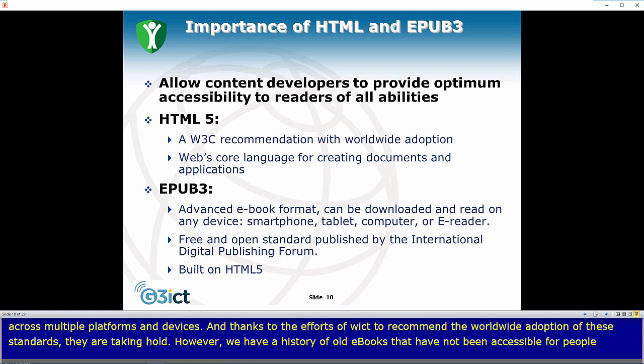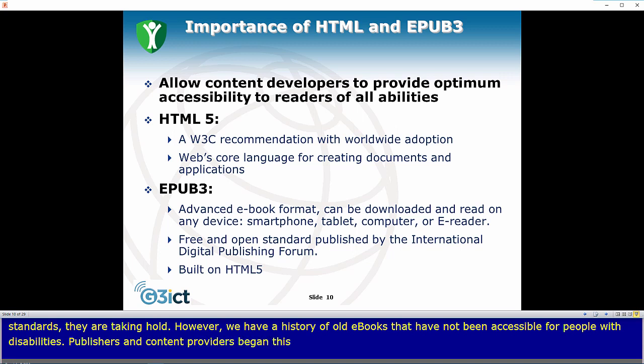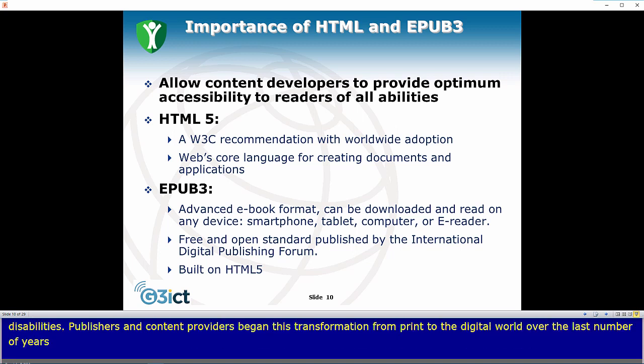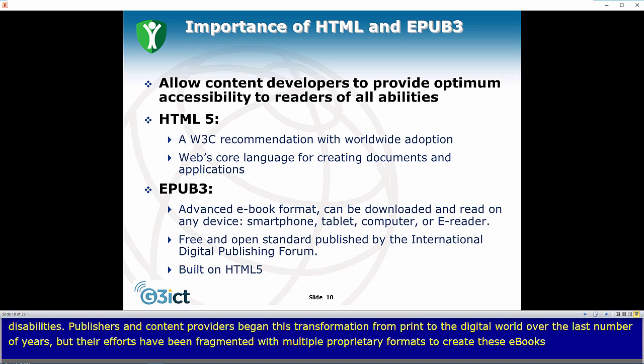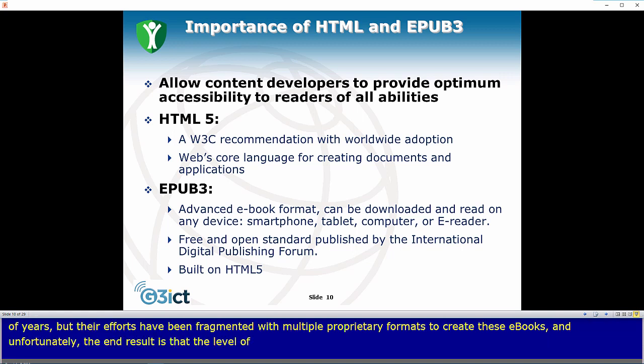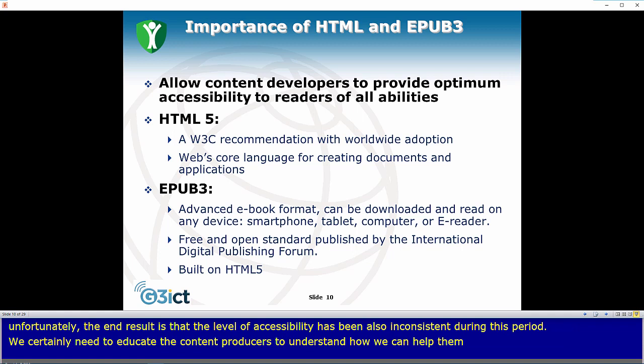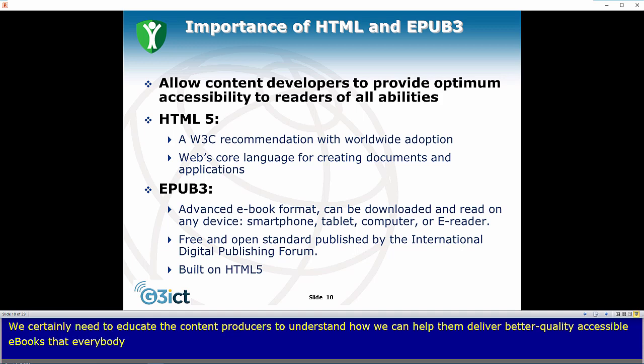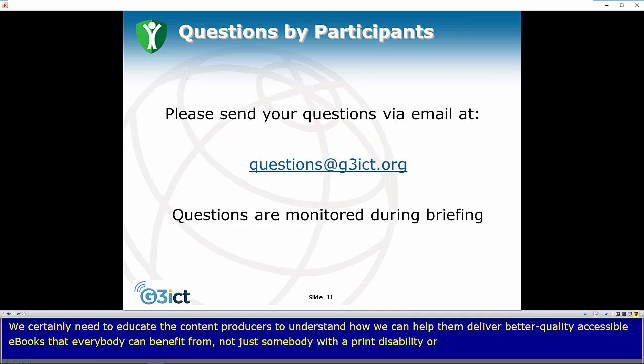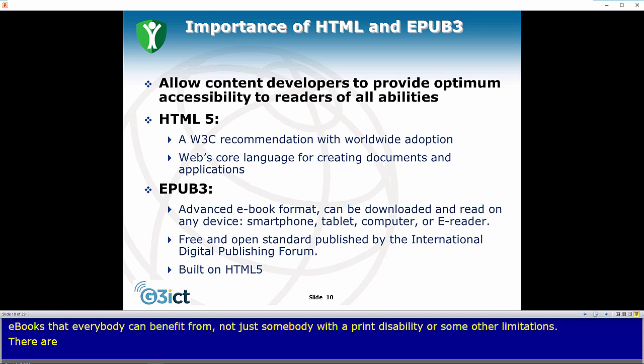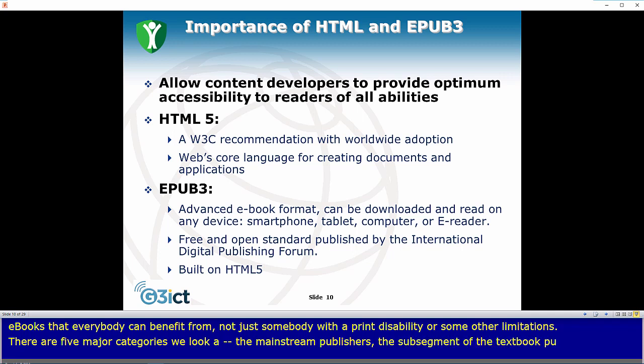Publishers and content providers began this transformation from print to the digital world over the last number of years, but their efforts have been fragmented with multiple proprietary formats to create these ebooks. And unfortunately, the end result is that the level of accessibility has been inconsistent during this period. We certainly need to educate the content producers to understand how we can help them deliver better quality, accessible ebooks that everyone benefits from, not just people with a print disability or some other limitation. And there are 5 main publishing categories that we look at: the mainstream publishers, the subsegment of the textbook publishers, authors themselves, accessible content producers, and educators.